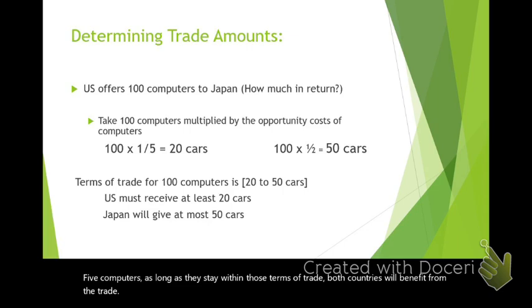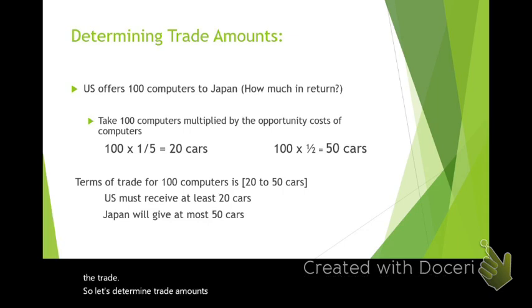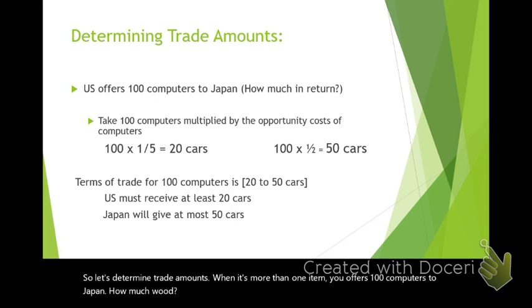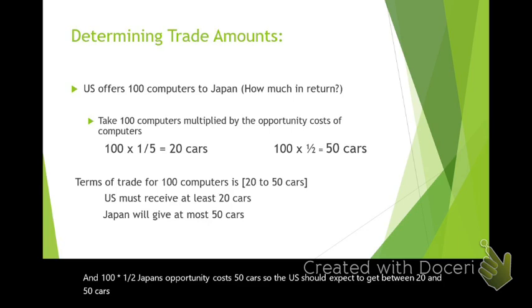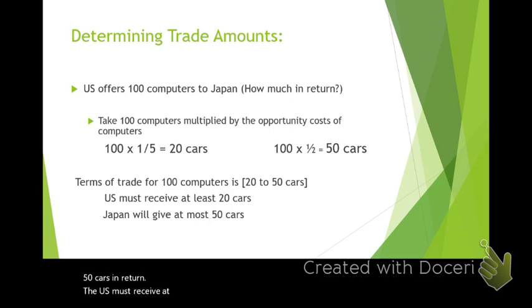So let's determine trade amounts when it's more than one item. The U.S. offers 100 computers to Japan. How many cars would they receive in return? We take the 100 computers and multiply it times the opportunity cost. 100 computers times 1/5 equals 20 cars. And 100 times 1/2, Japan's opportunity cost, is 50 cars. So the U.S. should expect to get between 20 and 50 cars in return. The U.S. must receive at least 20 cars to benefit from the trade, and the most Japan will give is 50 cars to benefit from the trade.